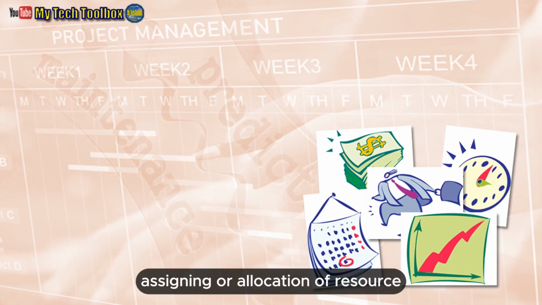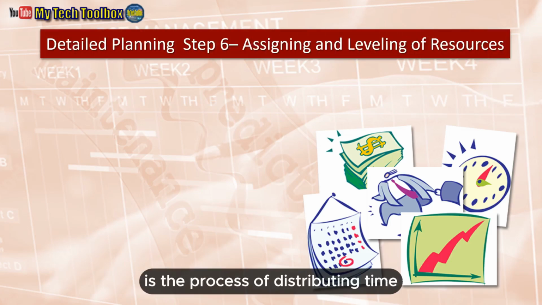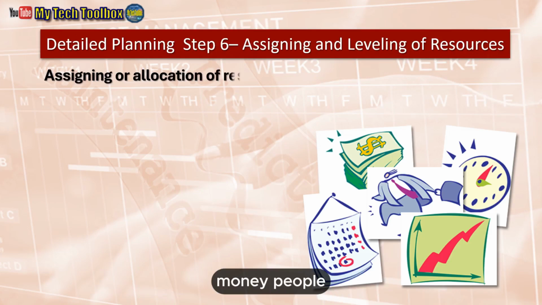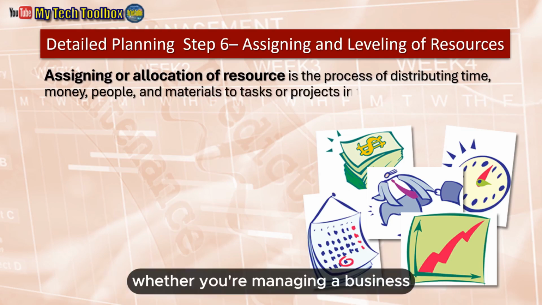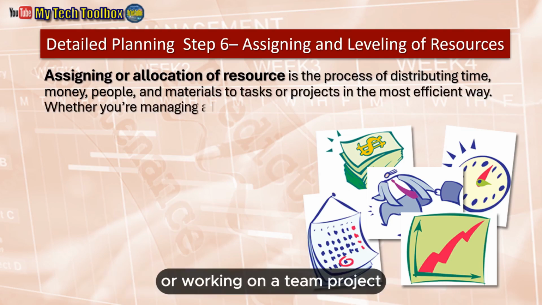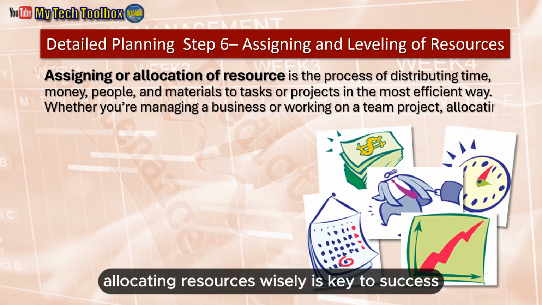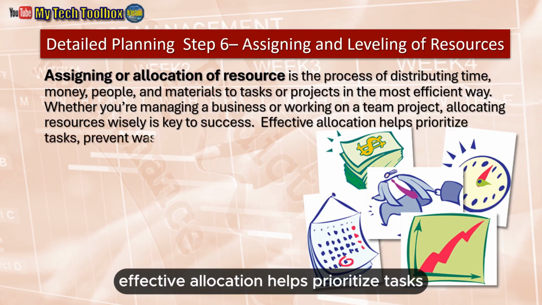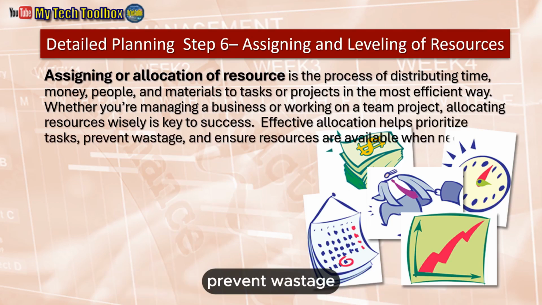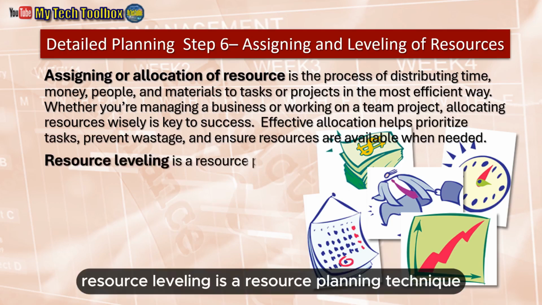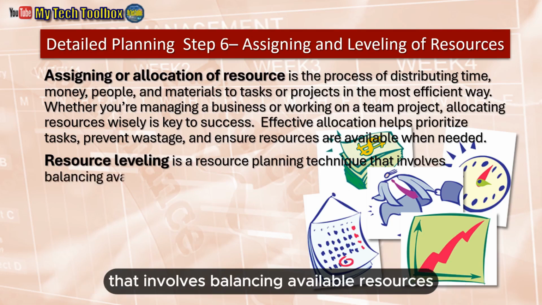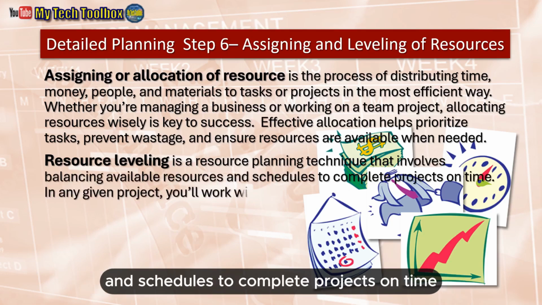Assigning, or allocation, of resources is the process of distributing time, money, people, and materials to tasks or projects in the most efficient way. Whether you're managing a business or working on a team project, allocating resources wisely is key to success. Effective allocation helps prioritize tasks, prevent wastage, and ensure resources are available when needed. Resource leveling is a resource planning technique that involves balancing available resources and schedules to complete projects on time.